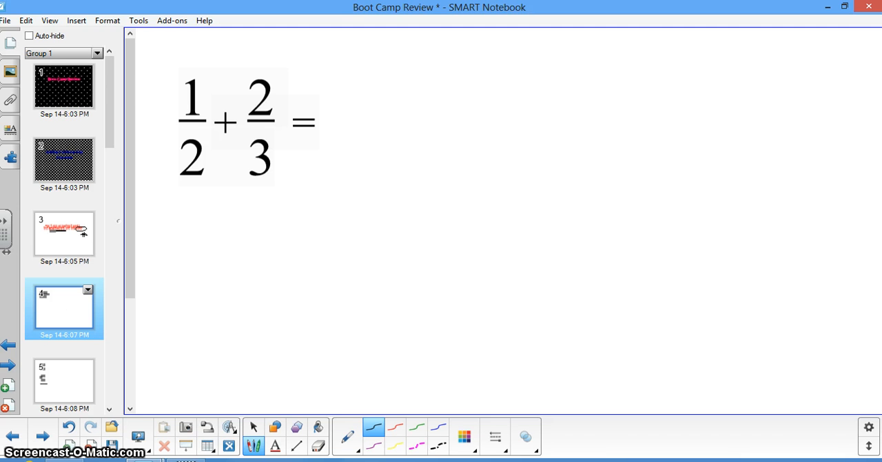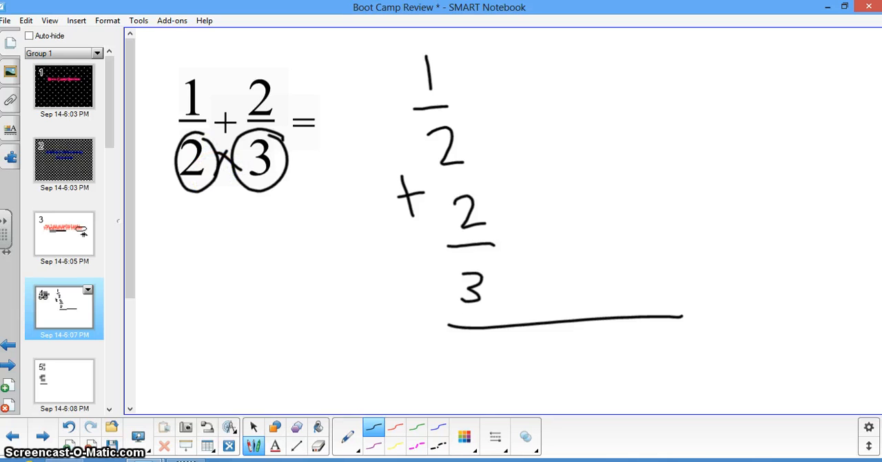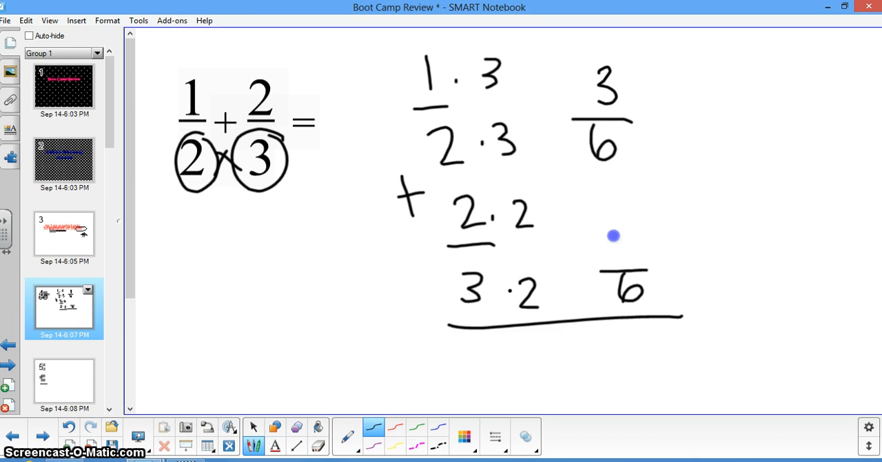1/2 plus 2/3. The denominator is not the same, so let's make it the same. Usually I like to look at these two numbers and multiply to get the common denominator, which in this case is 6. How many times does 2 go into 6? 3 times. If you multiply the denominator by 3, you have to multiply the numerator. How many times does 3 go into 6? 2. Again, multiply the denominator by 2, you have to multiply the numerator, and then you add the numerators and you get 7/6, which can be simplified to 1 1/6.